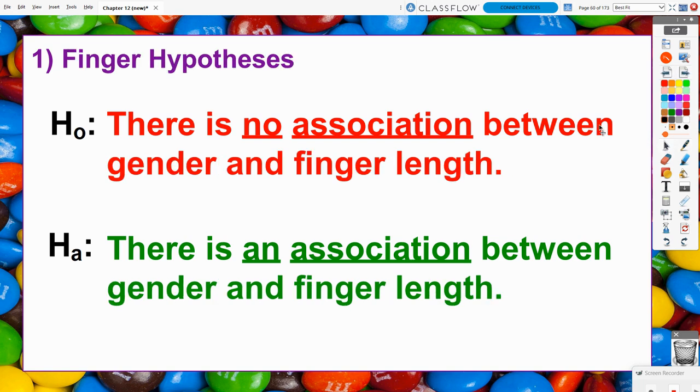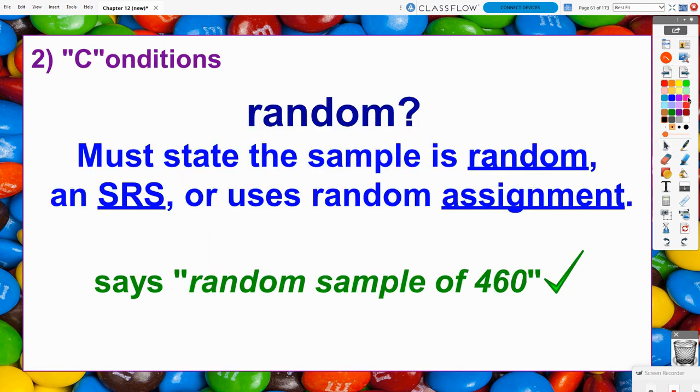So for our problem, the null hypothesis would be there's no association between gender and finger length. Now, especially if you're taking the AP exam, you might want to also include in here in all U.S. high school students. So we can throw in our population of interest in there. Alternatively, we would say there is an association between gender and finger length in all U.S. high school students.